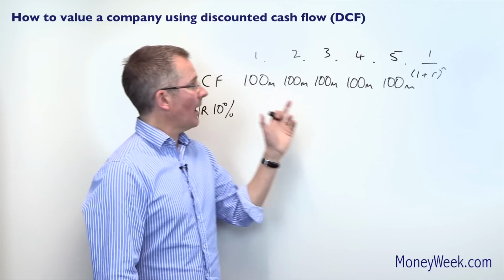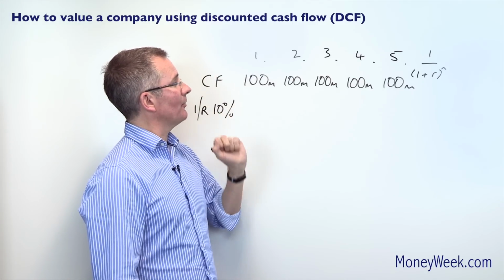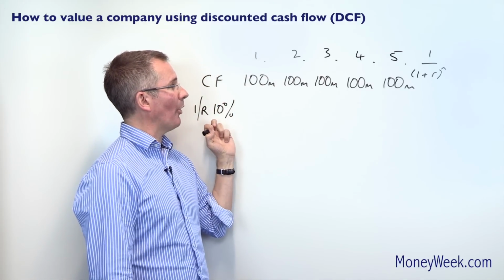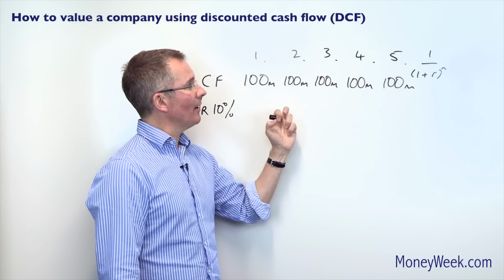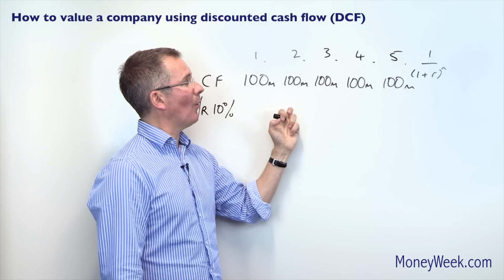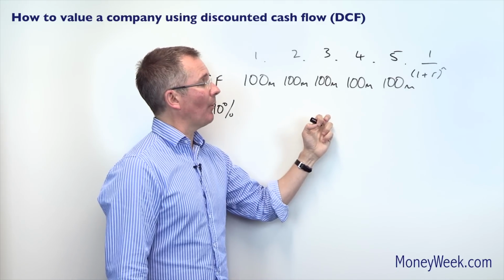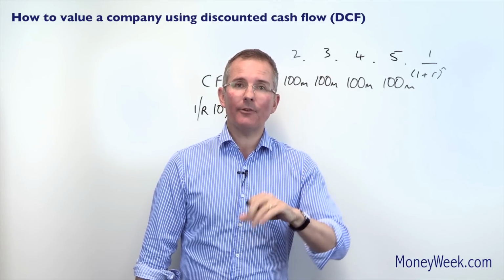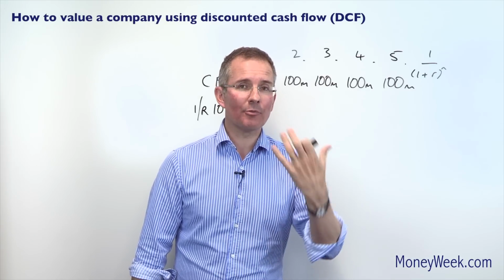So I'm going to divide the first year's cash flow, assuming it's received in 12 months' time, by 1.1. Then take the second one and divide it by 1.1 squared, 1.1 cubed, and so on. Okay? And if you do that, and this is just an introductory video, remember, just to show you the principles, if you like.